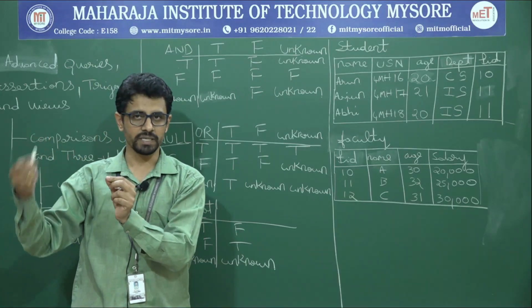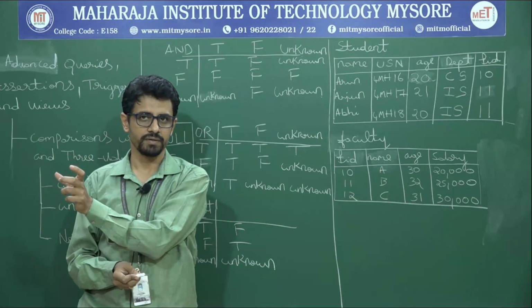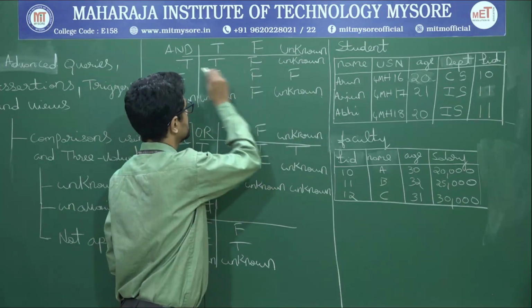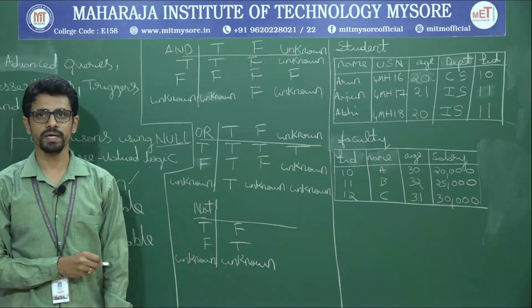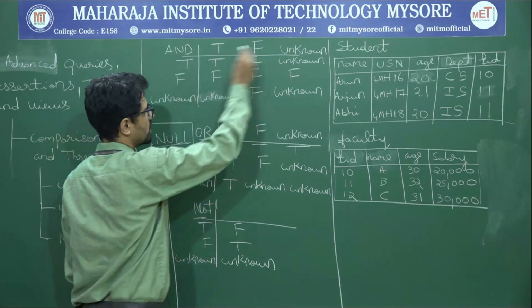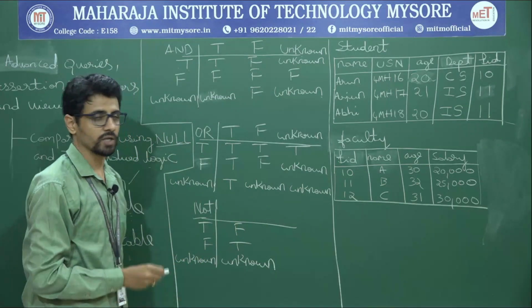If there is no department number 10, I will have a null on the right hand side. So if there is a null on the right hand side, that indicates what? The output will be null itself. So true and unknown, the output will be unknown.